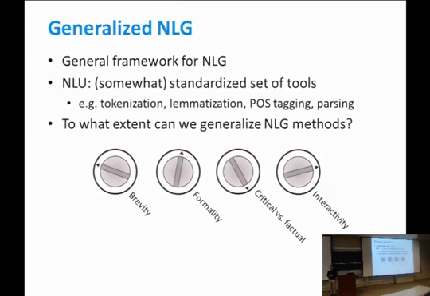Over a longer term, I'd be interested in more general frameworks for generation. Whereas on the understanding side, we now have a somewhat standardized set of tools, say we want to tokenize, lemmatize, part-of-speech tag, or parse and so forth, there's nowhere near the same level of consensus on the generation side. So I'd be interested in coming up with a more general data-driven theory of generation involving factors like the brevity of what you want to generate, the formality of the text, whether you want to perform critical analysis, and how interactive the system is, and so forth. If we're able to accomplish this, then this could lead to much more research in generation and much faster prototyping of generation systems. So that would be one of the long-term goals.